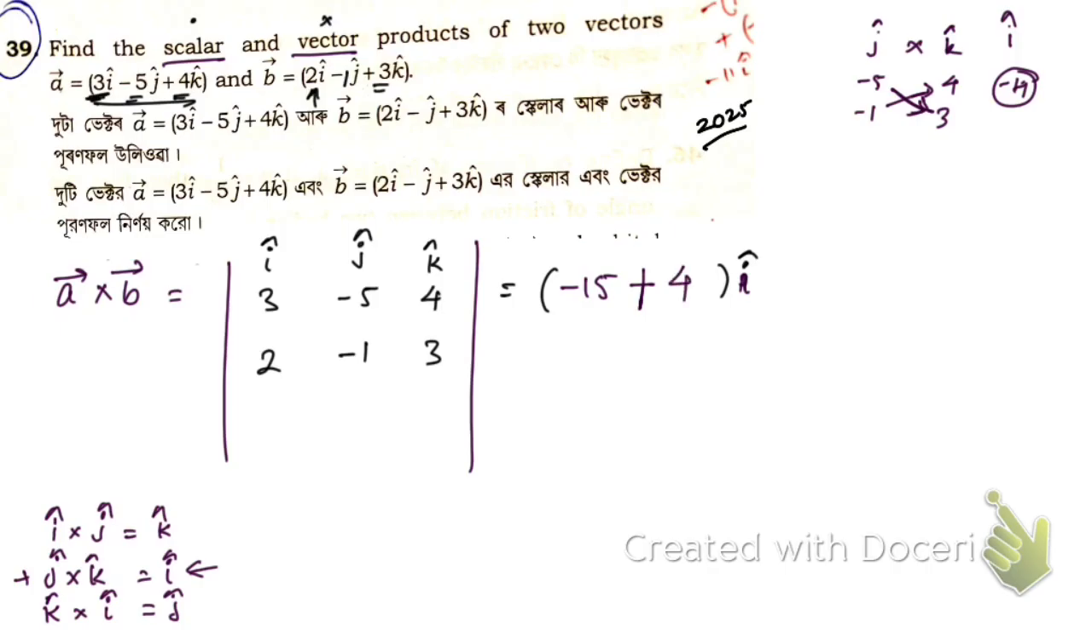Then in order to find the J cap, here we need to take I cross K, because J cap is K cross I, you see, K cross I. So if you take I cross K, you should put a minus sign here.